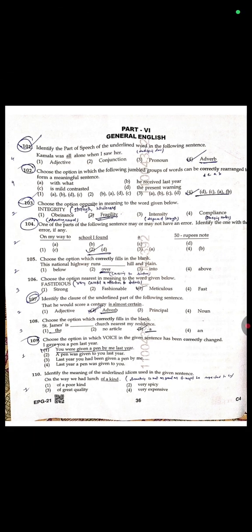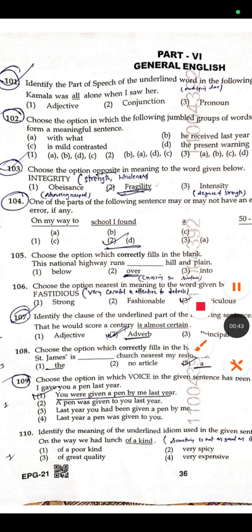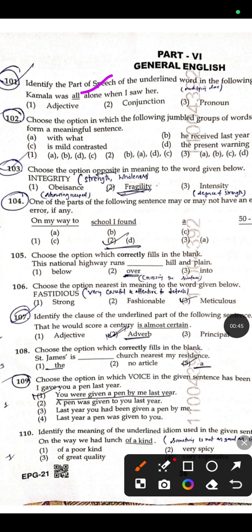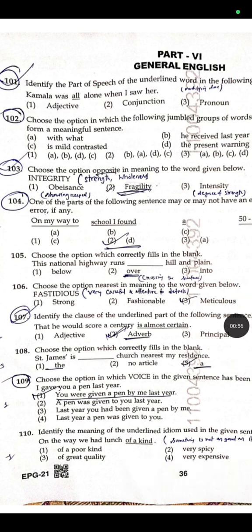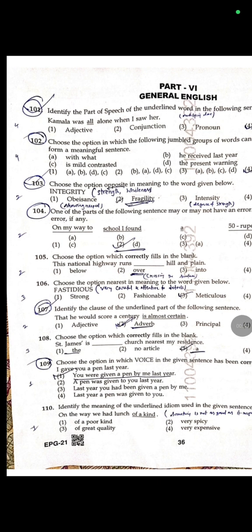So "all" is used as different parts of speech from different points of view. It may be used as an adjective, a pronoun, and an adverb also. But here, irrespective of "alone", "all" is the intensifier that intensifies "alone". Okay, "all alone". So it would be an adverb. That is an adjective intensifier, adverb.